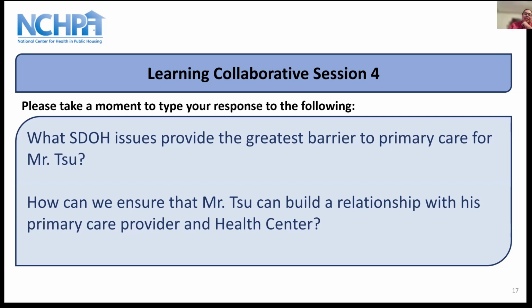I am a certified community health worker in rural Florida. Excellent. Thank you for your service. And could you give us a little more detail on your response? I see you're mentioning a variety of issues here.